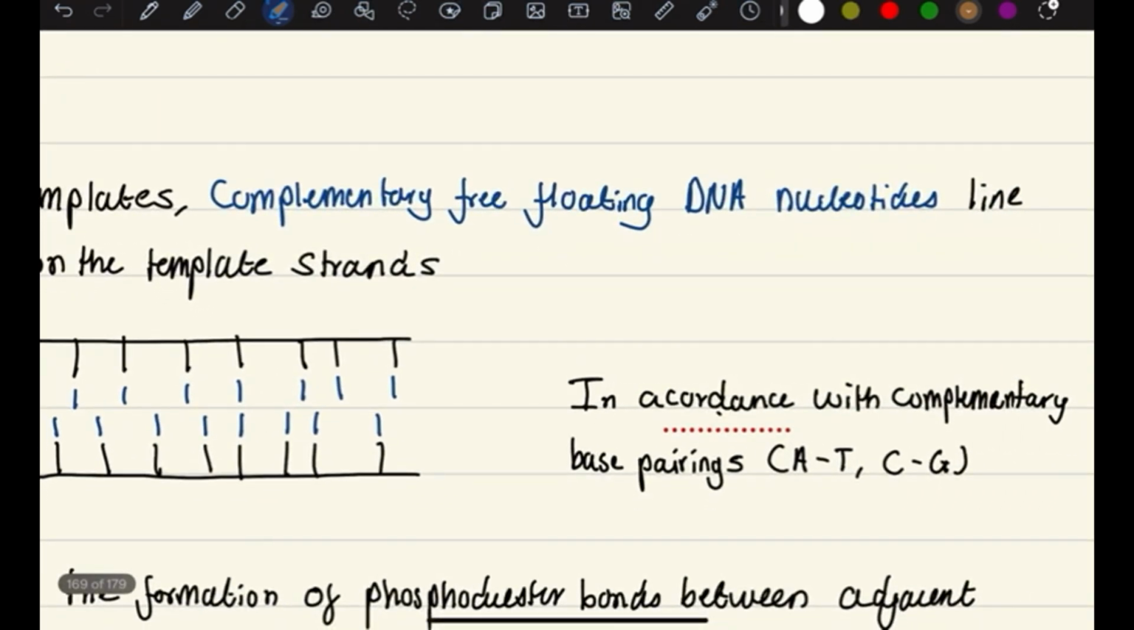Now, maybe a point to mention in an exam, I just mentioned some of the complementary base pairing. So A to T, C to G. Just mention it. Very good. Could potentially pick you up a mark as well.